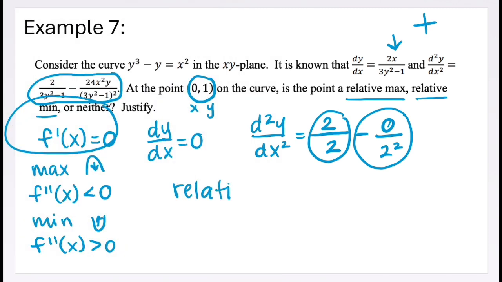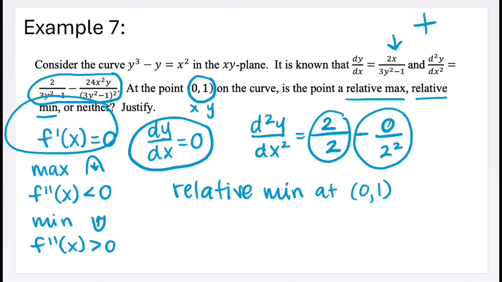Okay, so relative min at 0, 1. And that's because dy dx equals 0 and d2y over dx2 is greater than 0, which means it's going to be a relative minimum.